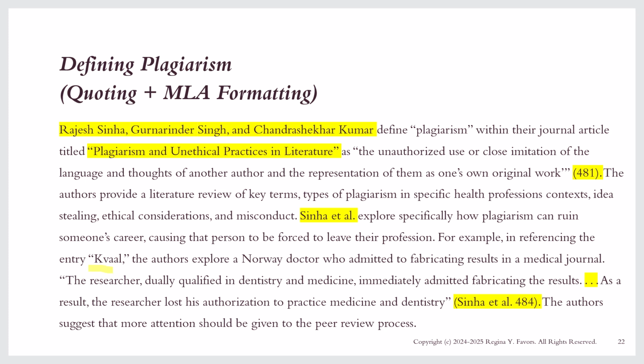So remember that full names, including first and last name, and the full title of the work are formatted in quotation marks. And if we begin the sentence with the names, we don't need the names again here. Once we have introduced them, we can use an abbreviated form of the authors' names, and even in a citation, Sinha et al. 484, because when we go to the works cited page, we'll see the full names of the authors.